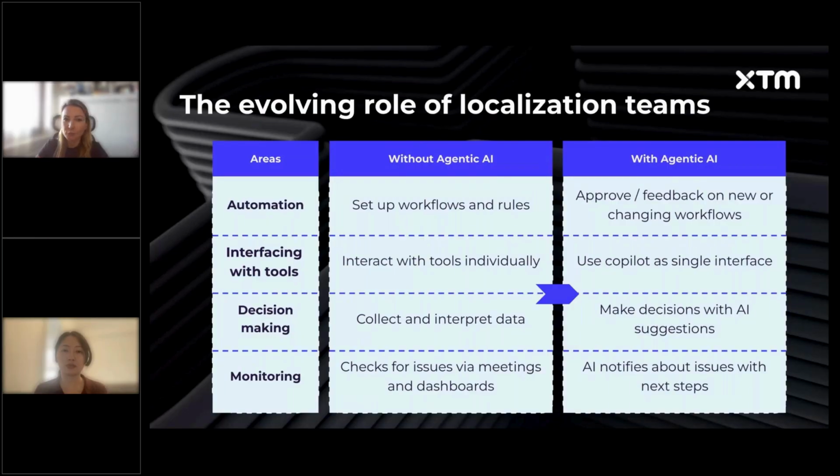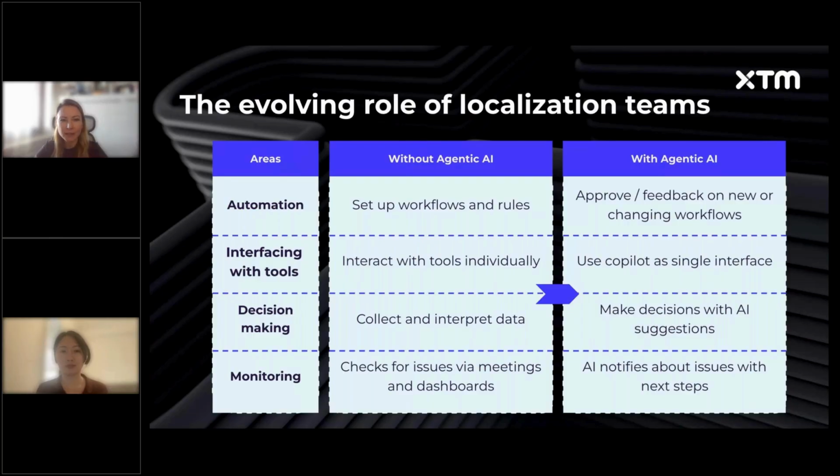And the last one, monitoring. Before, we would have to go to different dashboards to see if there are any issues, some risks. And with agentic AI, you are notified by the copilot. So that's the future. You are offered suggestions for the next steps whenever there is an issue. So there's less time on execution and more time on making decisions.